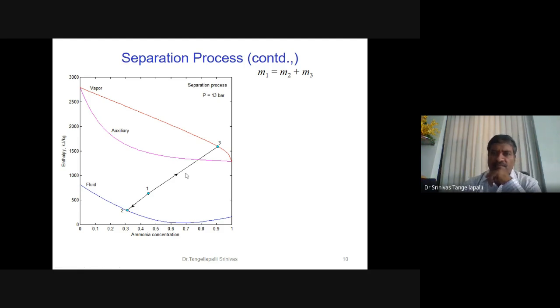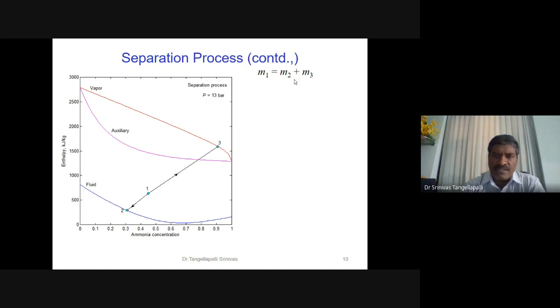Now the thermodynamic formulation of the separation: M1 is separated into M2 and M3. That's why M1 is equal to M2 plus M3. What about the concentration balance? We know the mass balance. What is the meaning of this concentration balance? Concentration balance is called the ammonia balance. The total quantity of ammonia before separation is equal to the total quantity of ammonia after separation.